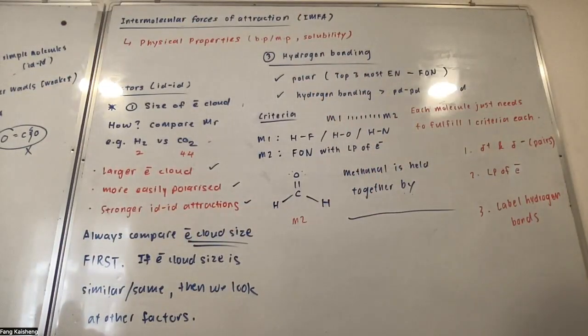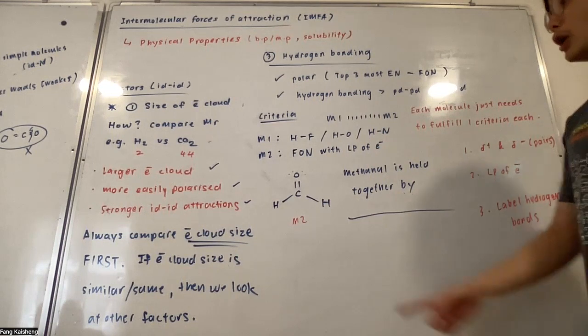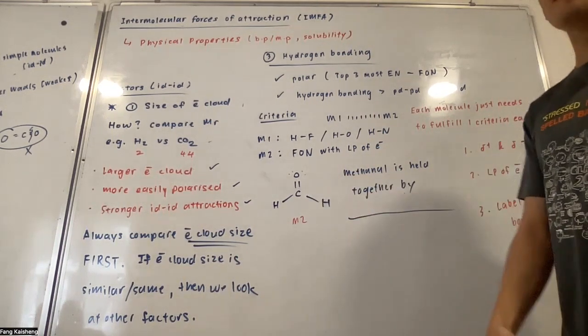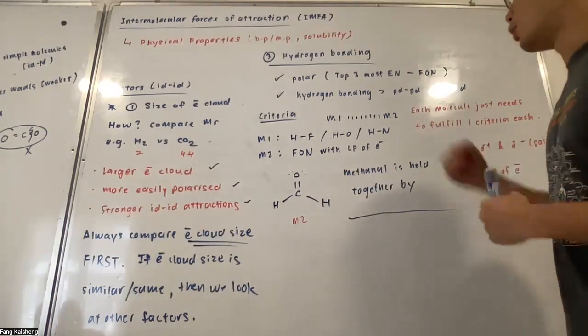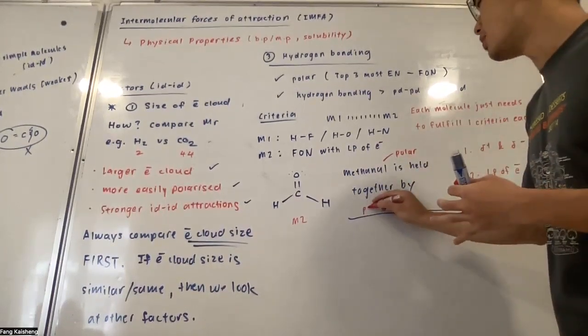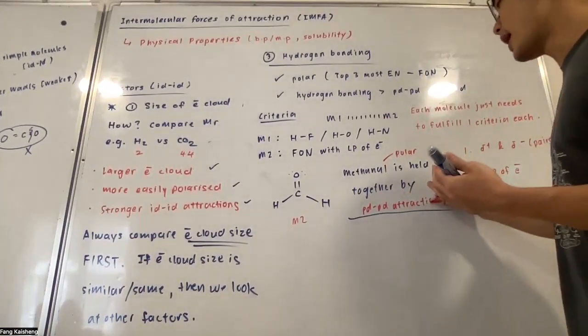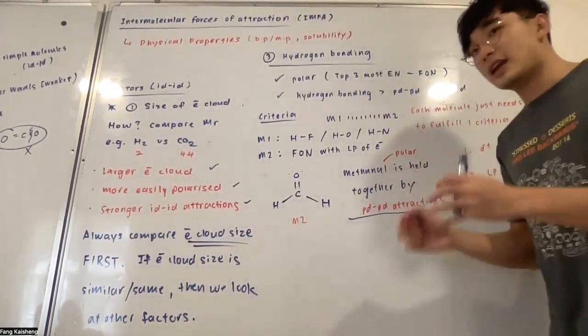Okay, so all molecules have ID-ID, right? But does it only have ID-ID? No, because this is a polar molecule. CO is polar. So since this is a polar molecule, generally to answer this question, you just tell me it's held together by PD attractions. You don't need to say held together by PD and ID-ID.